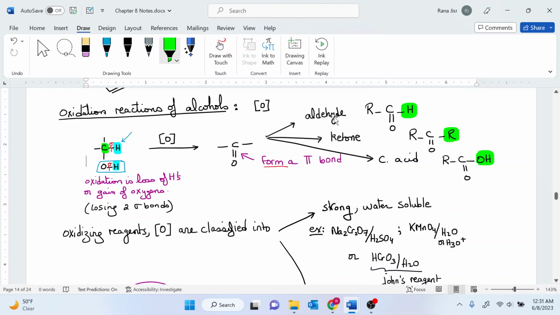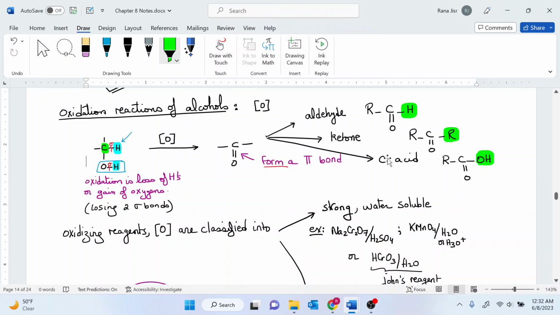So we are going to get three different types of products depending on how strong our oxidizing agent is and depending on what alcohol we start with. By definition, if we start with a primary alcohol and we use a strong oxidizing agent, then in this case, we're going to form the carboxylic acid. If we start with a primary alcohol and we use a mild oxidizing agent, which is not very strong, then we're going to go ahead and form an aldehyde.